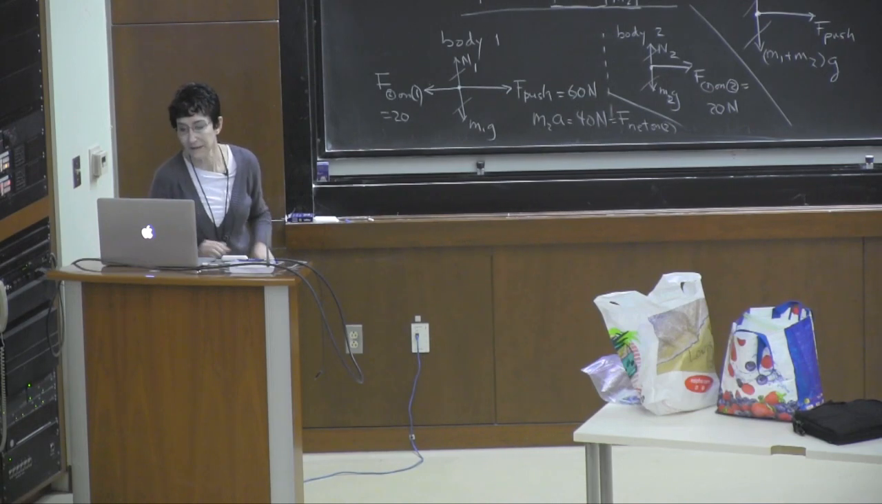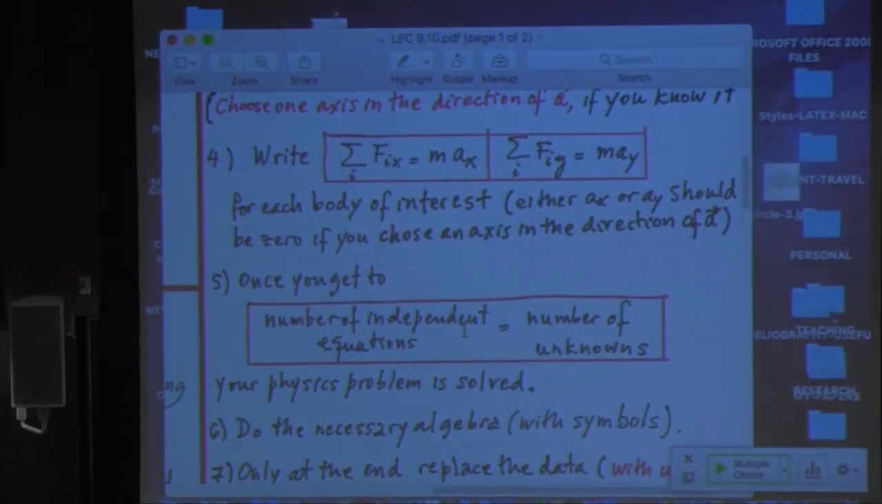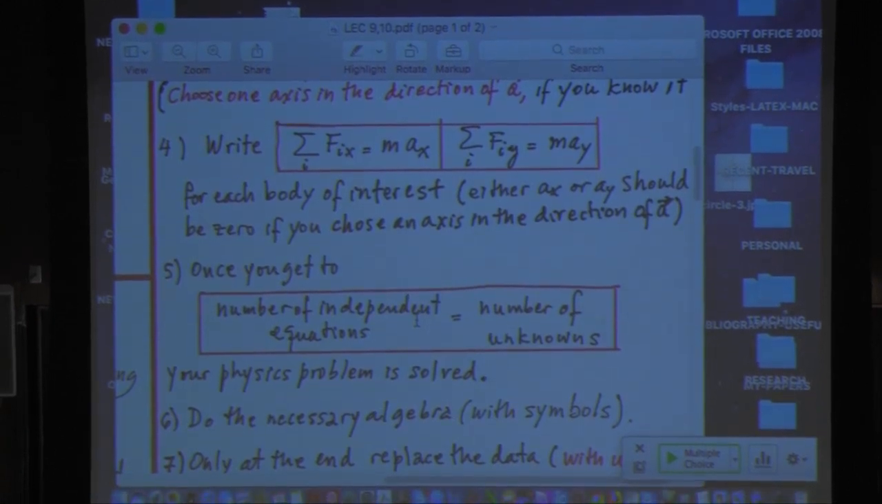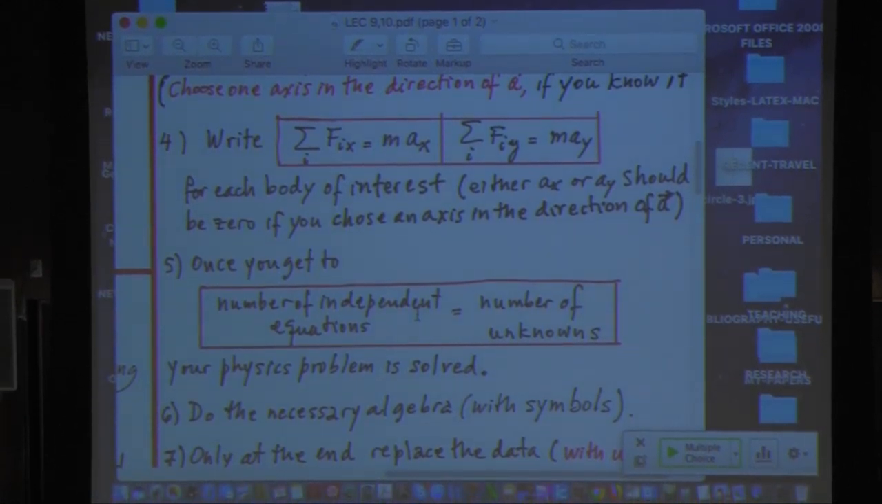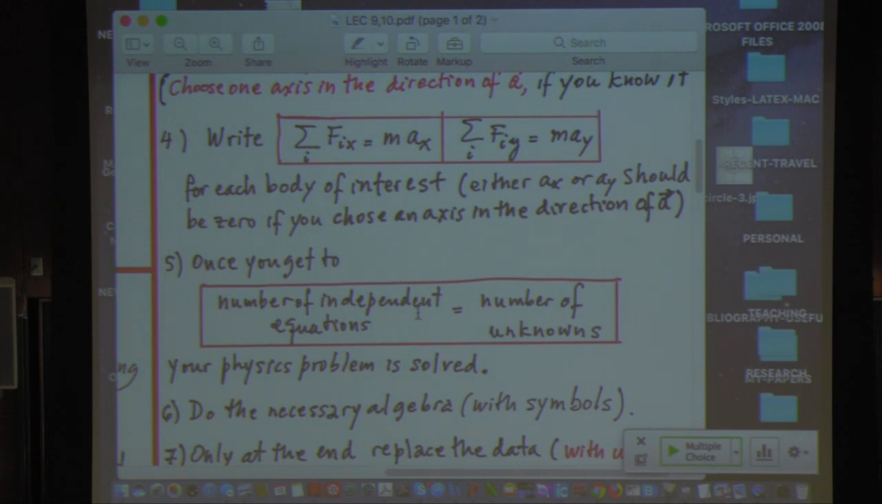Then you do the equations of motion. These are the equations of motion in components, F equals ma, where F is F net, the sum of all the forces, in components, in X and in Y, equal to m times aX or aY. Once you get to a number of independent equations equal to the number of unknowns, your physics problem is solved. Your algebra problem starts.